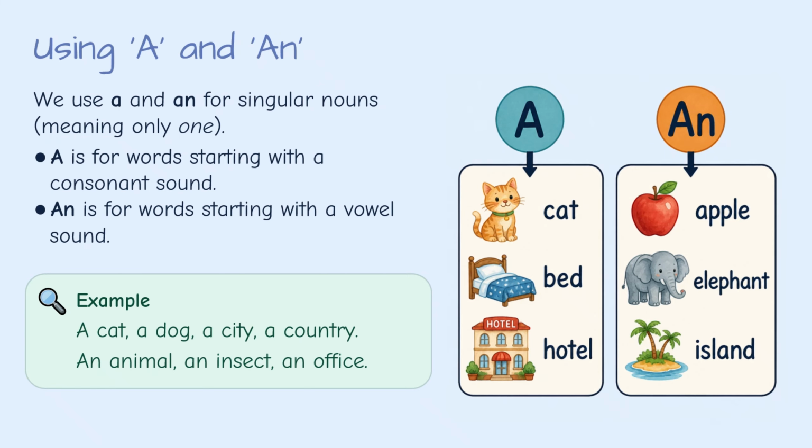Now let's learn how to use a and an. We use a and an for singular nouns. That means only one. A is for words that start with a consonant sound, while an is for those words that start with a vowel sound. For example, a cat, a dog, a city, a country. These are the words that start with a consonant sound, while an animal, an insect, an office are those words that start with a vowel sound.